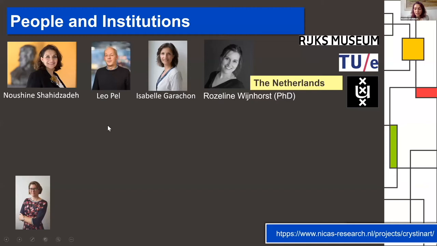First of all, I would like to introduce my partners and colleagues involved in this project. The first country here is the Netherlands, so I start with the country I'm working in. Apart from myself at the University of Amsterdam, we have as a second principal investigator Dr. Leo Pel from the Technical University of Eindhoven, an expert on NMR, nuclear magnetic resonance techniques. Then we have our associate partners, Isabelle Garachon from the Rijksmuseum, and Roselyne Weinhorst, who has started her PhD on this project.